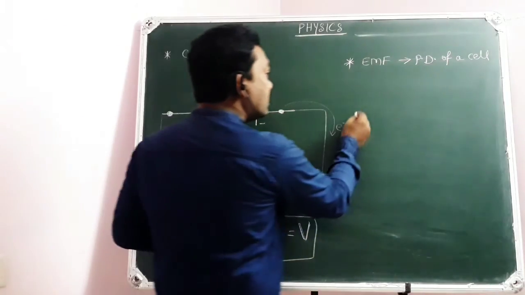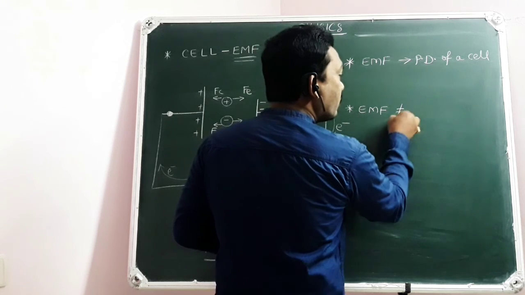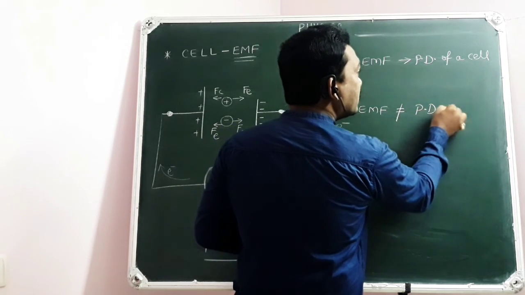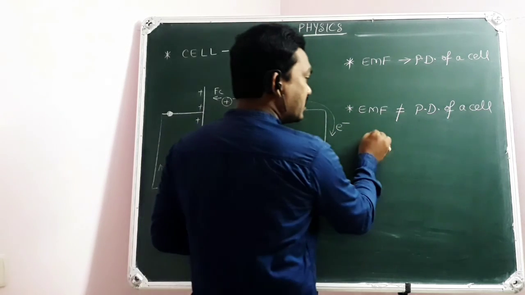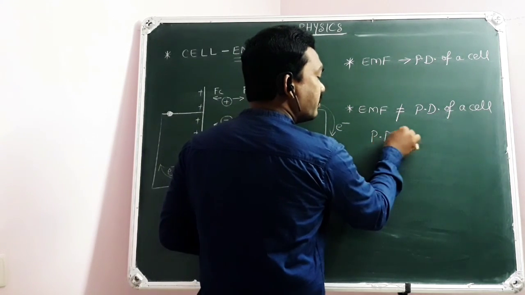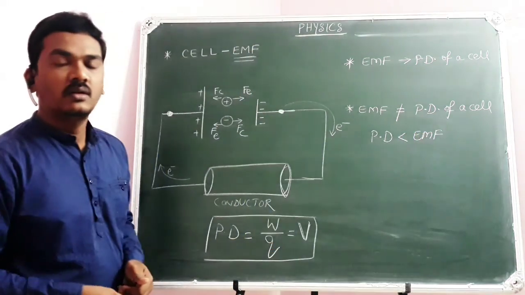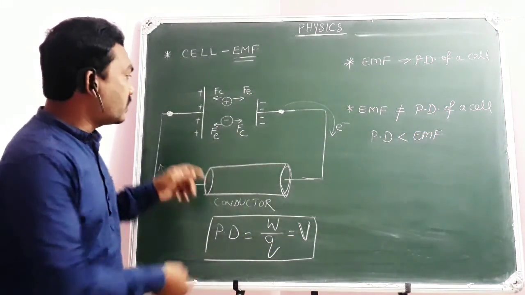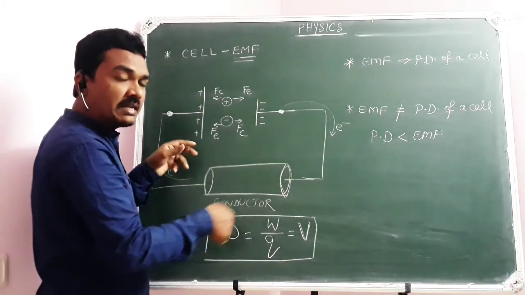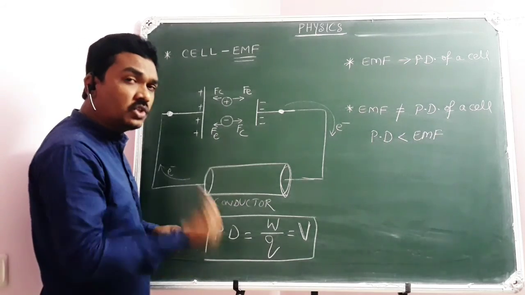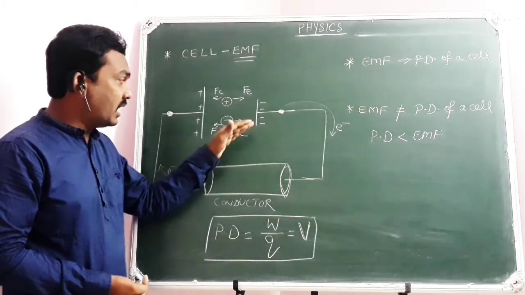Then in that case, the EMF of a cell will not be equal to the potential difference of a cell. They are not equal. In such a case, the potential difference across the terminals will be less than EMF. The reason is that the potential difference across the terminals of the cell will be less than EMF because some work is consumed, I mean some energy is consumed, to overcome the resistance offered by the electrolyte for the ions flow.